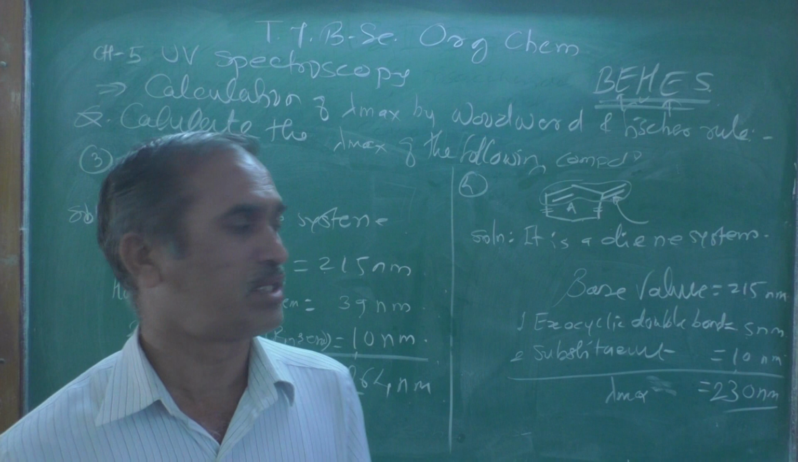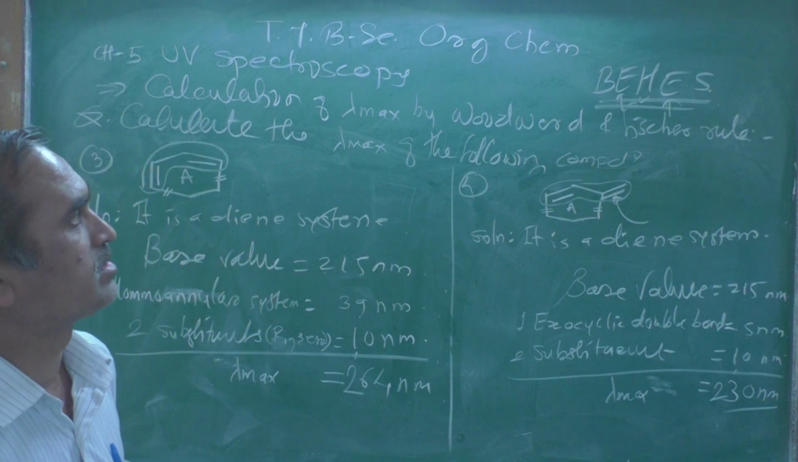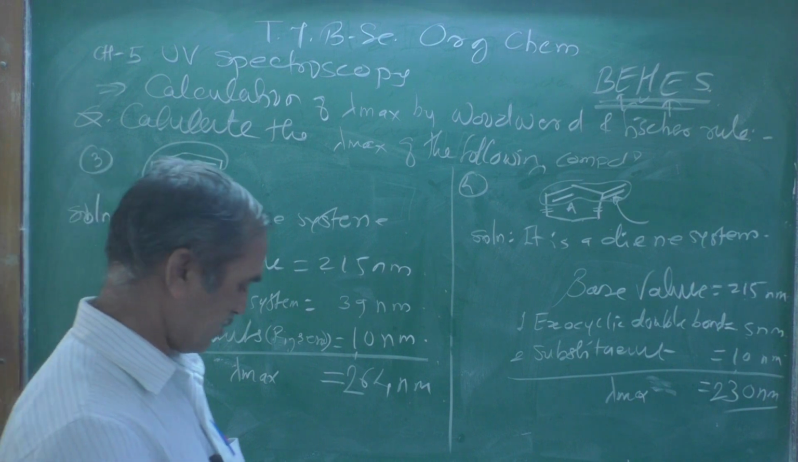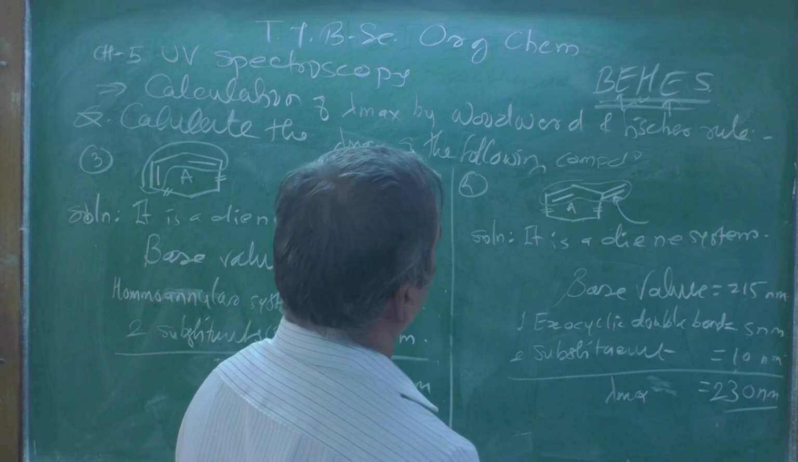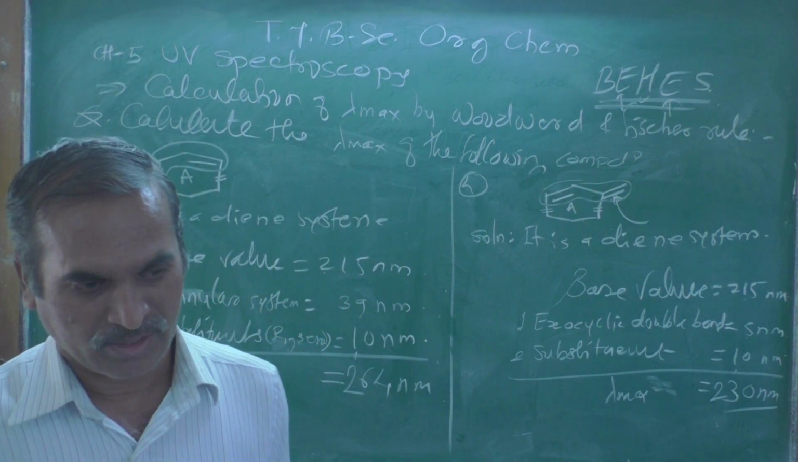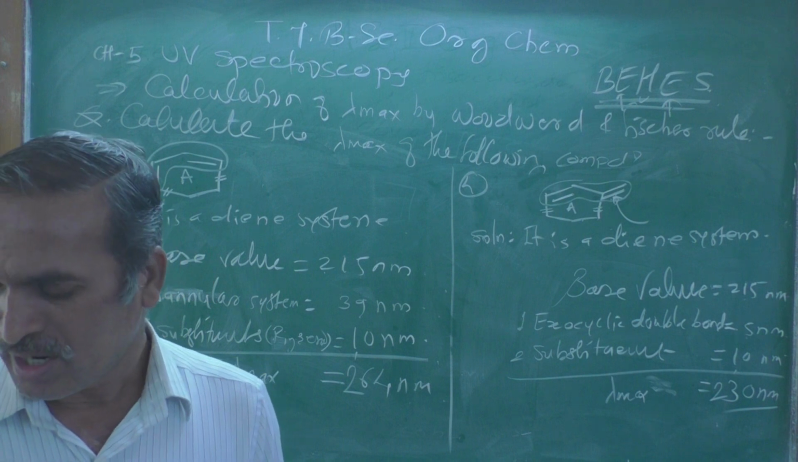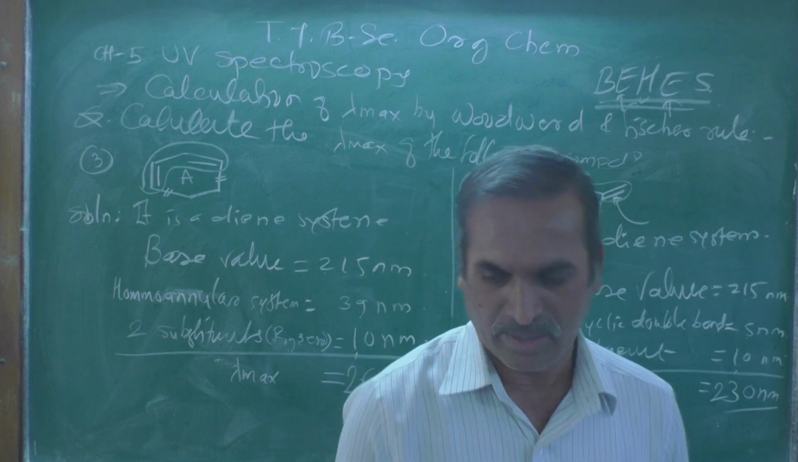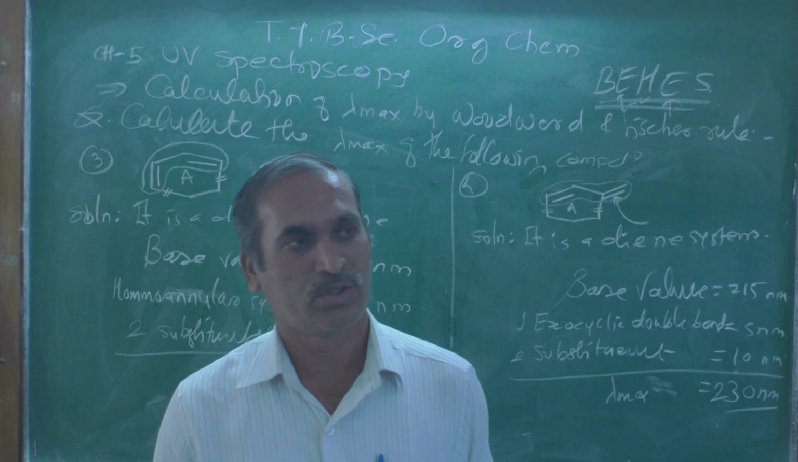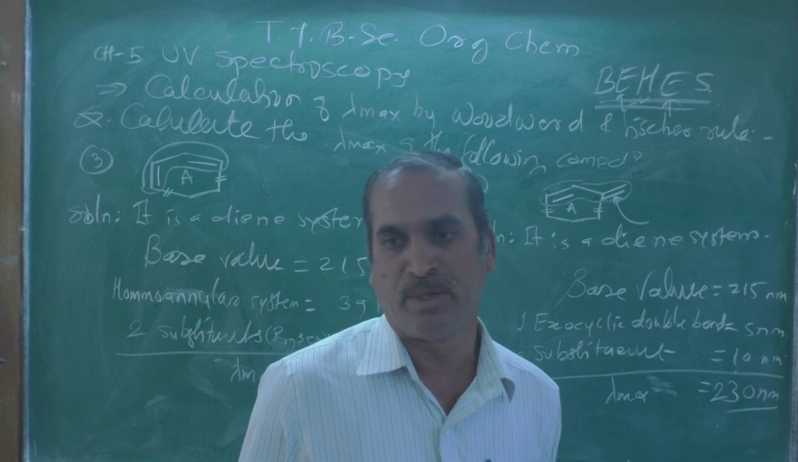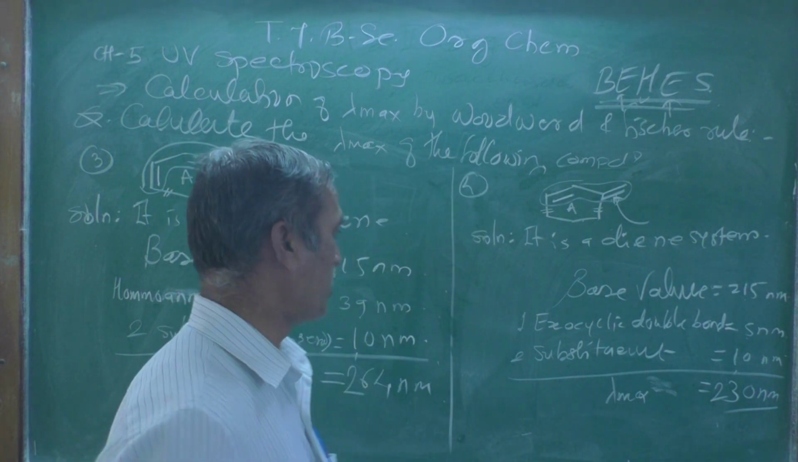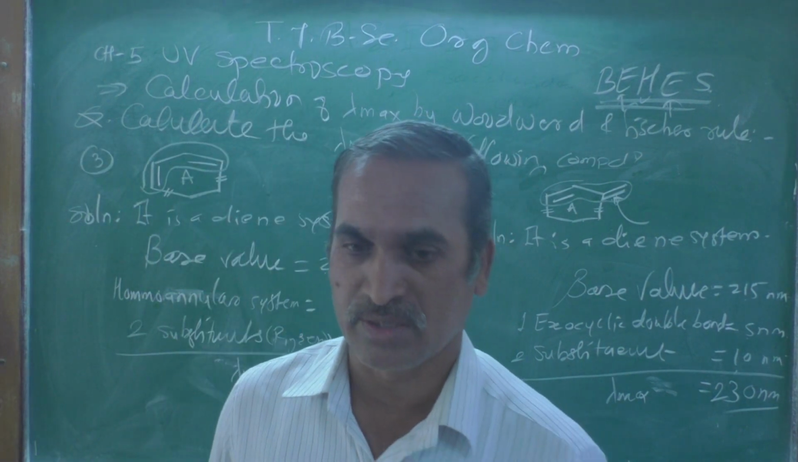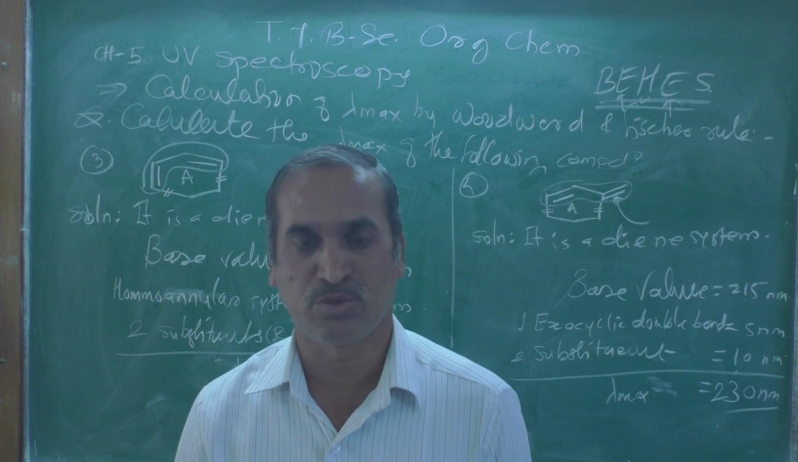Understood this one? So this is about the base value, or calculating the lambda max of the following compounds. By using this way we can easily solve the problems based on it. I think with this, the remaining problems we will solve tomorrow, so that we can understand the diene system better. I think with this let us stop today here. Remaining we will discuss in our next lecture, tomorrow's lecture.